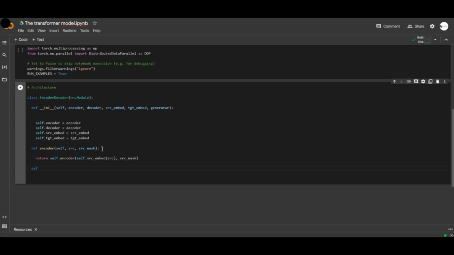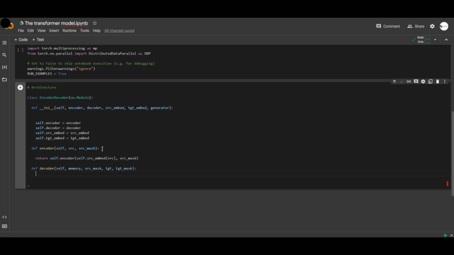And now we have the decoder, okay, which is self. We're taking the memory, we're gonna take in the source mask, we're gonna take in the target, and the target mask. Okay, so what does the decoder mean then? The decoder takes the encoded representation from the encoder and generates the output sequence, right? Not only that, it also consumes the target sequence and masks for both the input and target sequences.